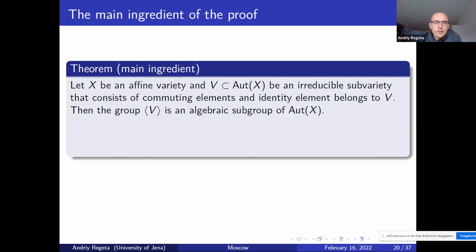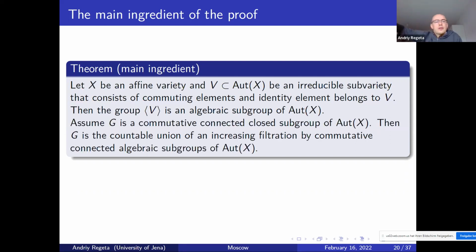Let X be an affine variety and V be an irreducible subvariety that consists of commuting elements. The identity element belongs to V. Then the group generated by V is an algebraic subgroup of our X. As a direct consequence, we have the following statement. Assume G is a commutative connected closed subgroup of Aut X, then G is a countable union of an increasing filtration by commutative connected algebraic subgroups of Aut X.